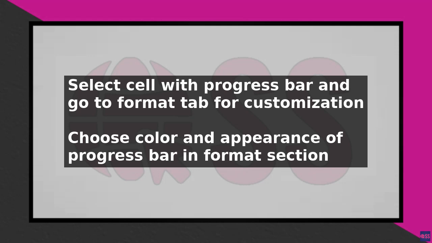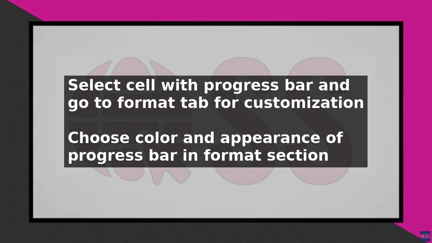For example, you can choose a green background color to represent completed progress and a red background color to represent incomplete progress. You can also adjust the font color and other formatting options to customize the appearance of the progress bar.